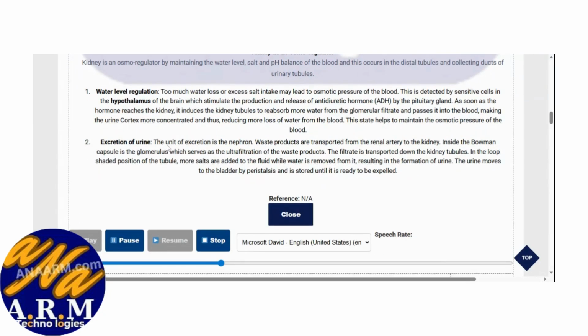Excretion of urine. The unit of excretion is the nephron. Waste products are transported from the renal artery to the kidney. Inside the Bowman capsule is the glomerulus, which serves as the ultrafiltration of the waste products. The filtrate is transported down the kidney tubules. In the loop-shaped portion of the tubule, more salts are added to the fluid while water is removed from it, resulting in the formation of urine. The urine moves to the bladder by peristalsis and is stored until it is ready to be expelled.